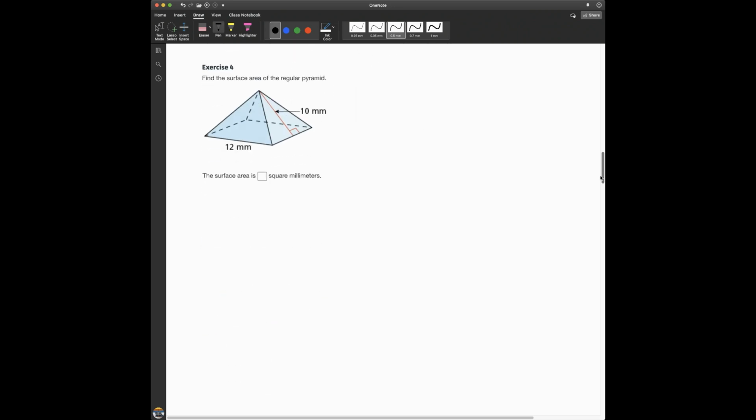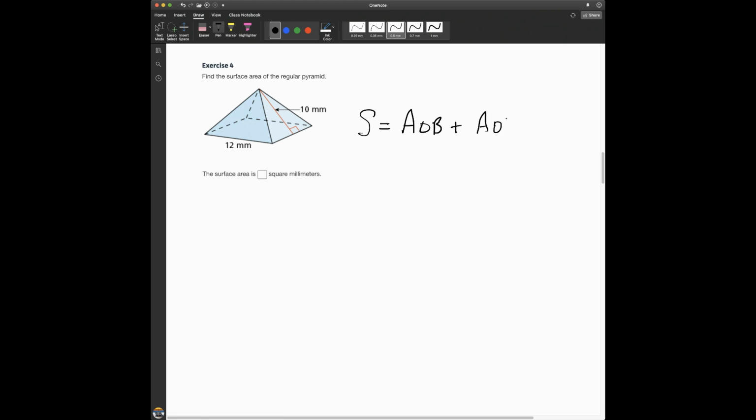All right, number 4. Surface area of the regular pyramid. So surface area equals the area of the base plus the area of the lateral faces. All right, and because there's only one measurement here, the base is a square. So the area of the base is just 12 times 12. So the area of the base is 144 millimeters squared.